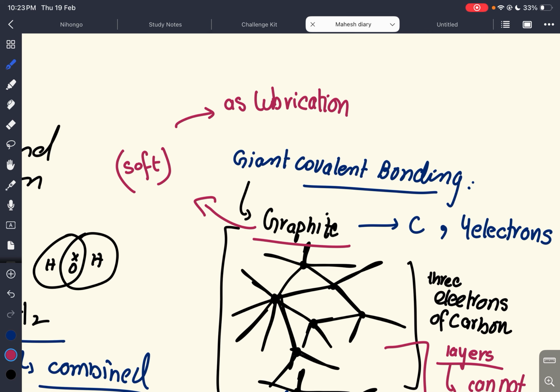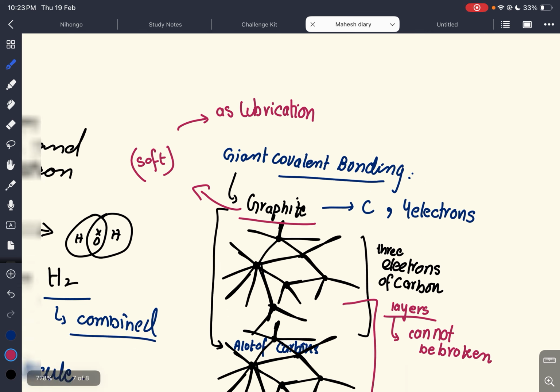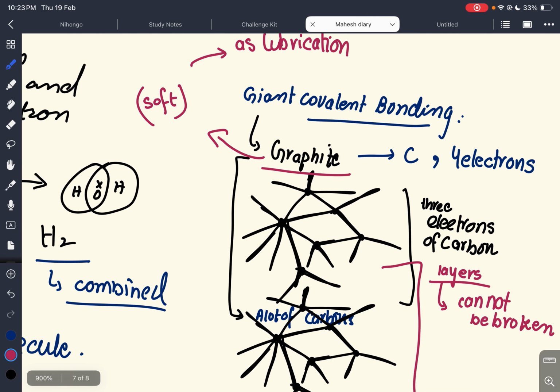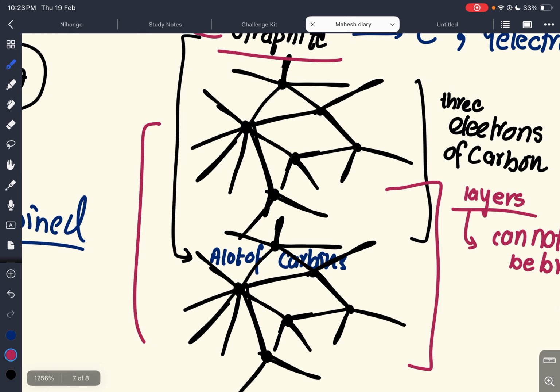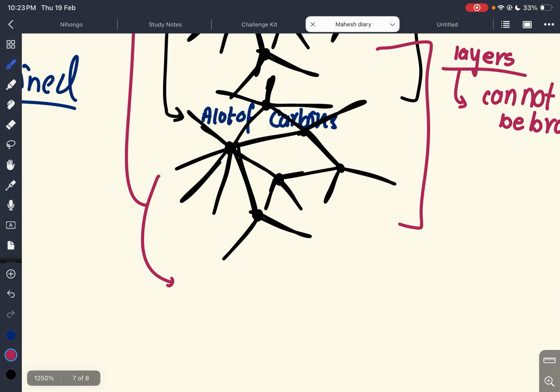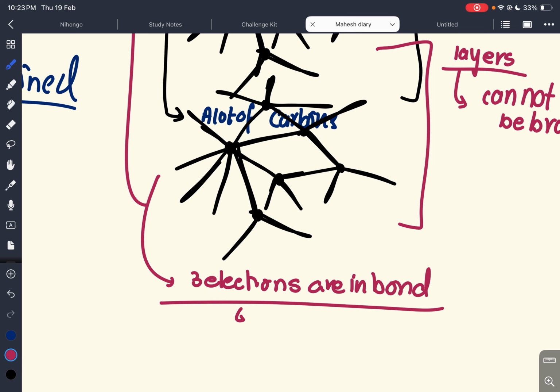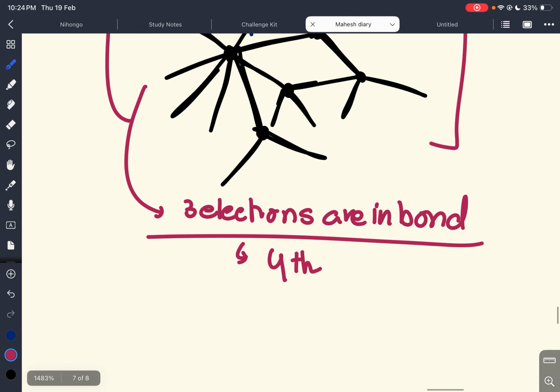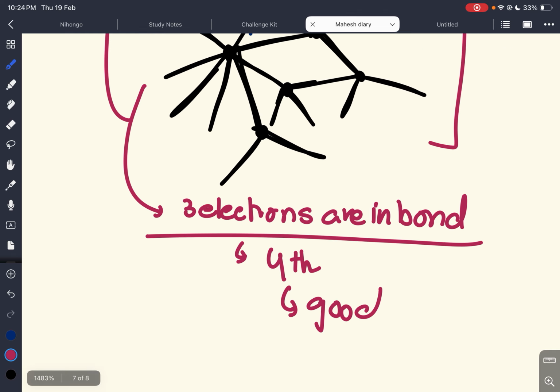So what graphite does, it makes 3 bonds, and the 4th side is actually free. We know that 3 electrons are in bond, which means the 4th electron is free. And when an electron is free, it means that it is a good conductor. So you guys can know this way that graphite is a good conductor of electricity, because electricity can move between the layers now.